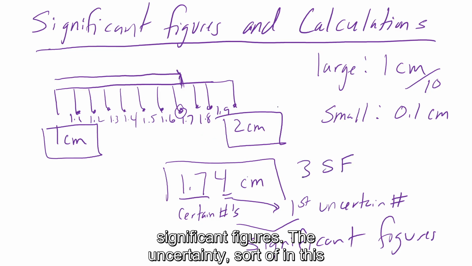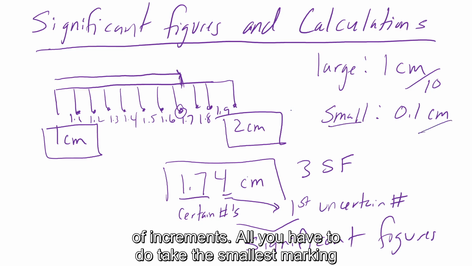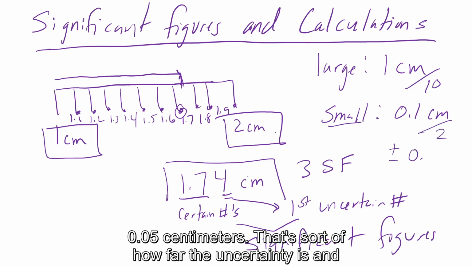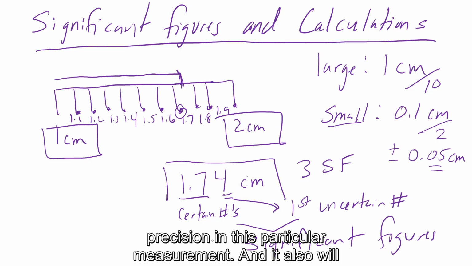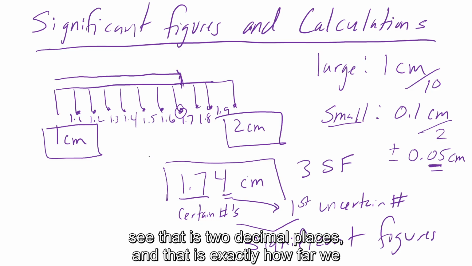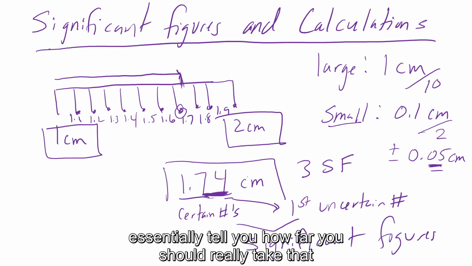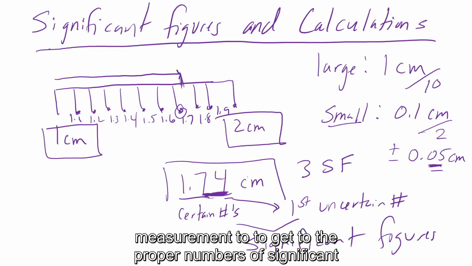The uncertainty in this measurement can be found if you know the smallest marking increment. All you have to do is take the smallest marking divided by 2, and that gives you a plus or minus 0.05 centimeters. That's how far the uncertainty is, and the precision in this particular measurement. It also tells you how far you can take the reading. You can see that is 2 decimal places, and that is exactly how far we took the reading. So if you can figure out on your scaling the smallest marking divided by 2, it will tell you how far you should take that measurement to get the proper number of significant figures.